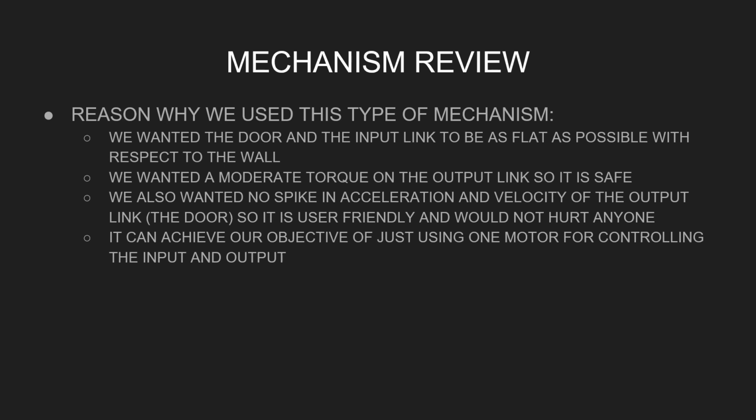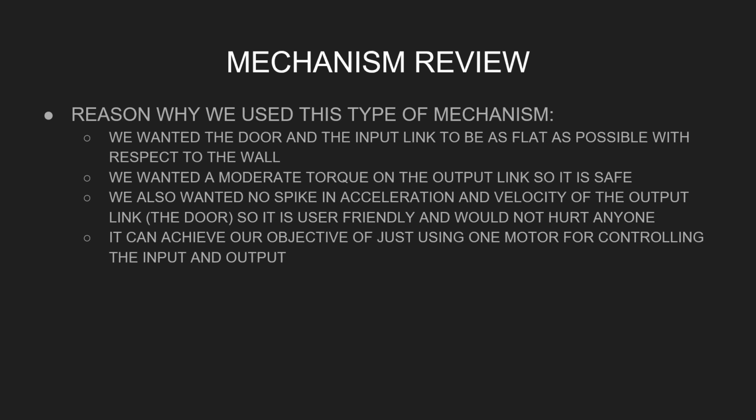Okay, now let us review the mechanics behind this automated door mechanism. The main reason why we use this specific type of 4-bar mechanism, which is a non-Grashof 4-bar mechanism, and the exact dimensions for it, is because firstly we wanted the door and the input link to be as flat as possible with respect to the wall. What this means is that we want the mechanism that we design to have the smallest footprint possible, so it doesn't interfere with other things on the way.